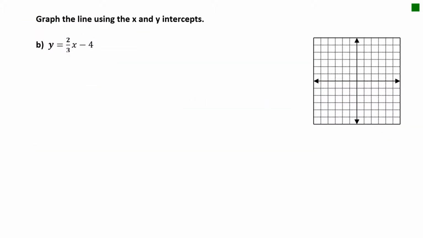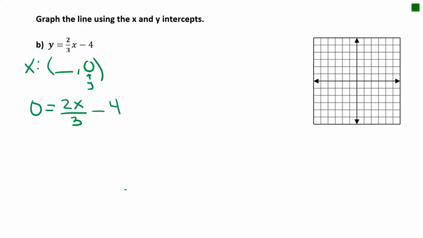So let's do it again. For the x-intercept, we're going to find x and put 0 in for y. So there's a y, put 0, there's an equals, there's a 2x with it all over 3. I like to turn that into one fraction. There's a minus 4.